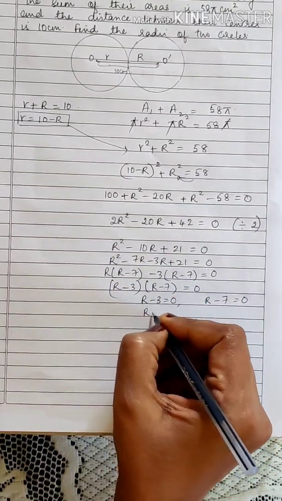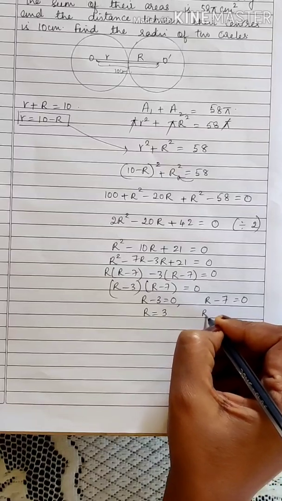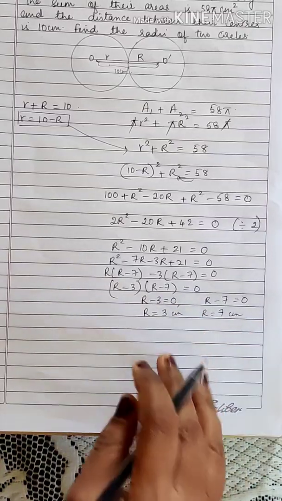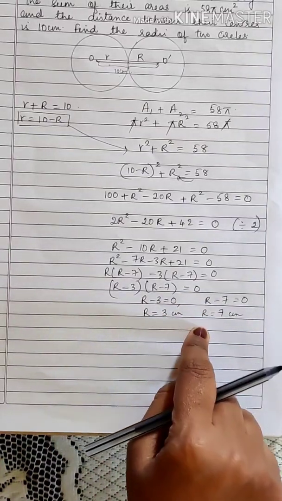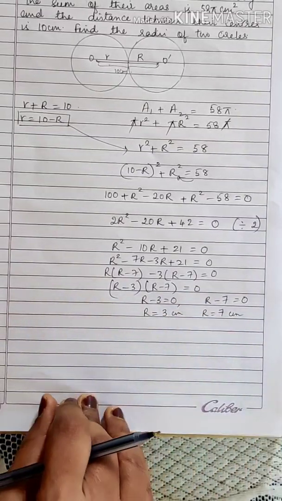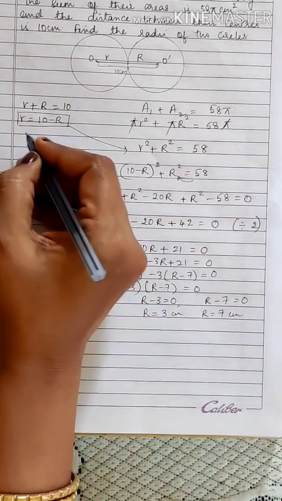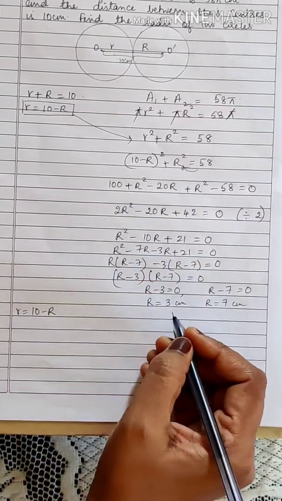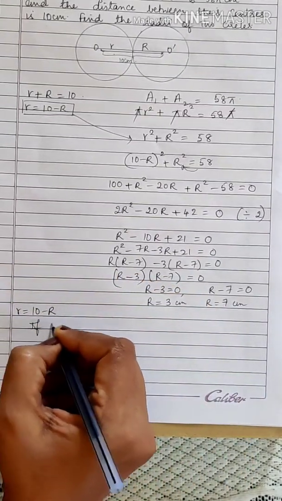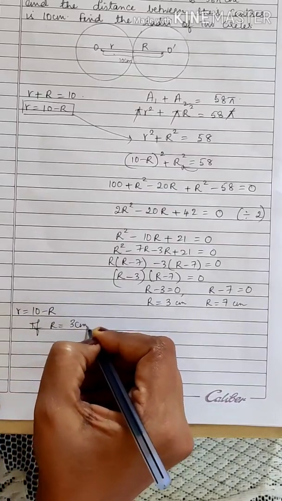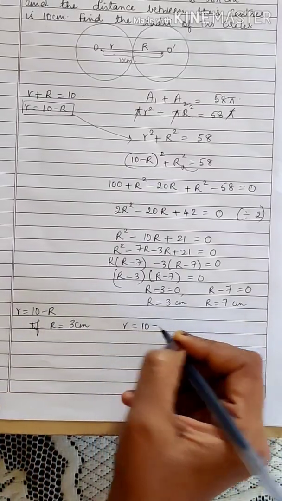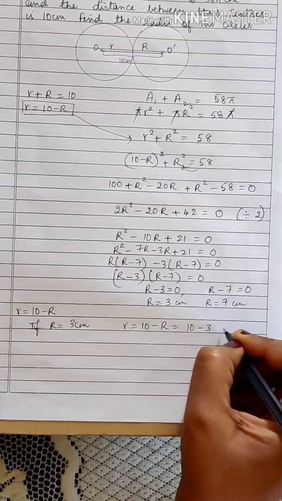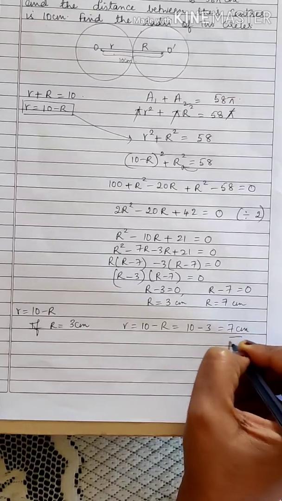So you get r is equal to 3 and r is equal to 7 centimeter. Now here you have got the values of capital R as 3 and 7. Now you know the small r is equal to 10 minus R. So we will use both the conditions, that is if capital R is equal to 3 centimeter, small r will become 10 minus R, that is 10 minus 3, which is equal to 7 centimeter.